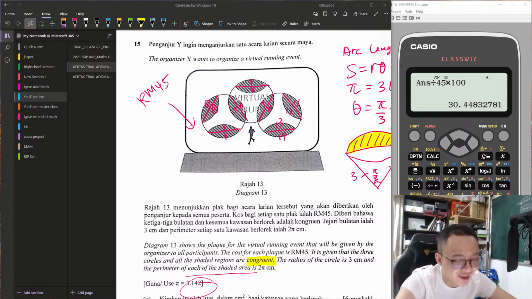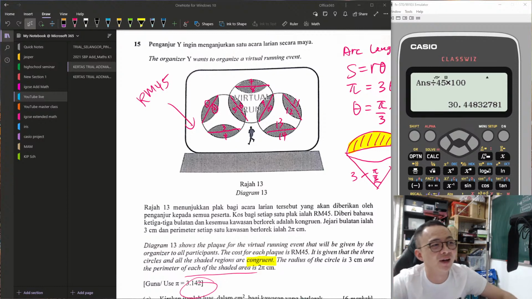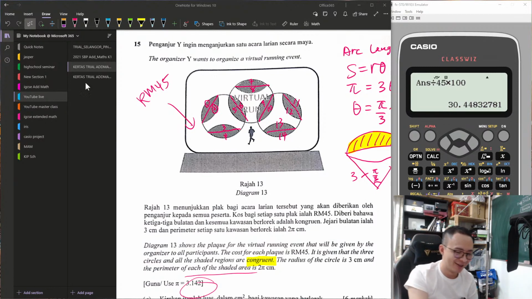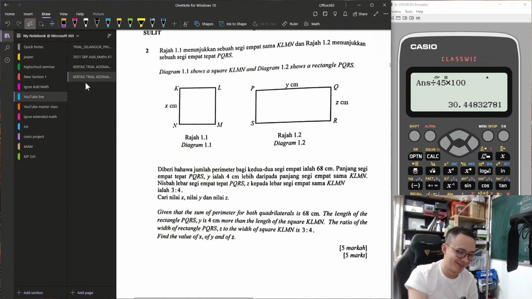Okay, let me Google what a plate actually means. Or I'll look at Google Images. Got any tips or not? The cost of each plate is 45 ringgit. I believe it's the whole thing, isn't it? Yeah, the whole thing is called a plate, right? So I didn't misunderstand anything. Okay, good. Then I can move on.